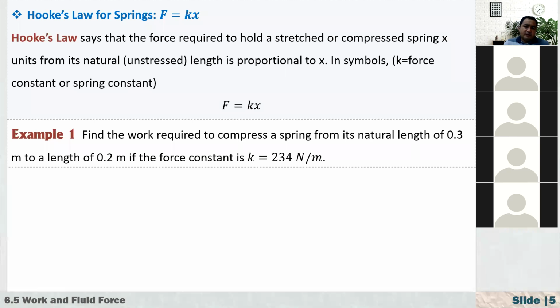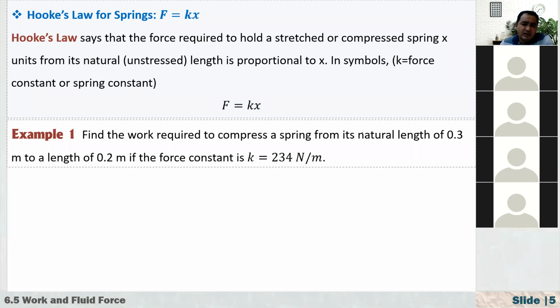Hooke's law for a spring. As you know, Hooke was a physicist, and his law is famous. We have a lot of formulas in physics. Anyway, it says that the force required to hold a stretched or compressed spring x units from its natural or unstressed length is proportional to x.